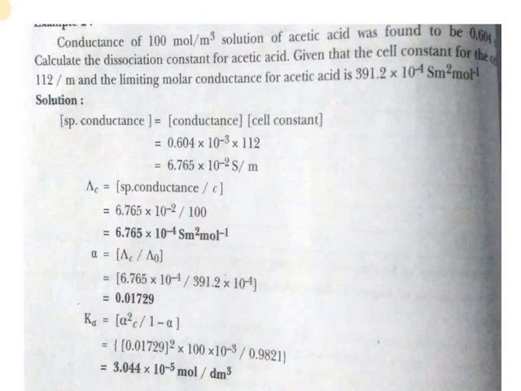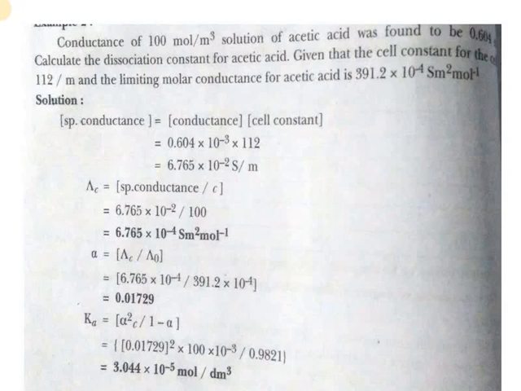Then we can calculate the molar conductance, right? The molar conductance lambda C is equal to specific conductance upon C, where C is the concentration. So we calculate: the specific conductance 6.765 into 10 raised to minus 2 upon 100, the concentration. From this calculation, the value of molar conductance is obtained as 6.765 into 10 raised to minus 4 Siemens meter square per mole, right?